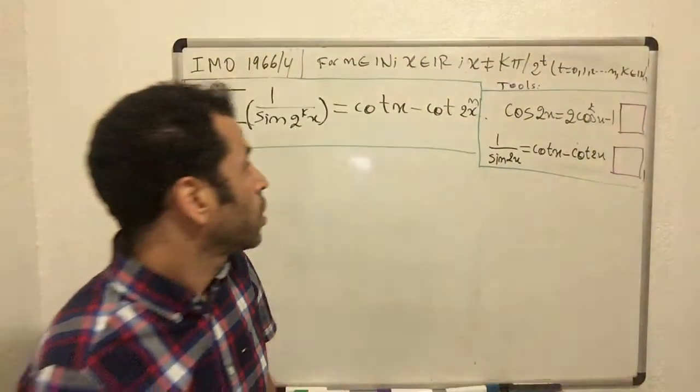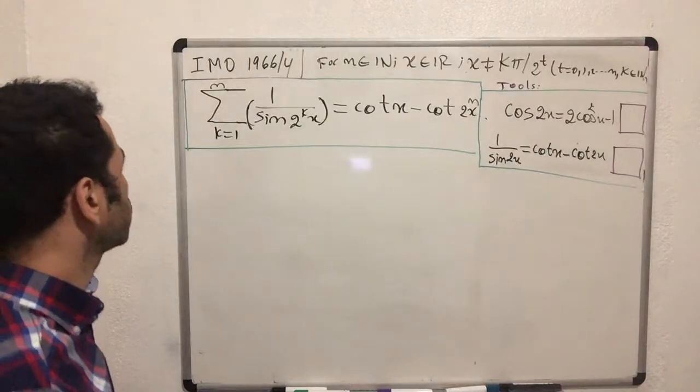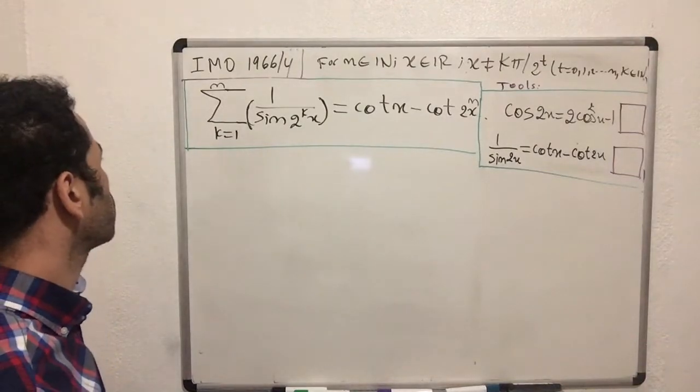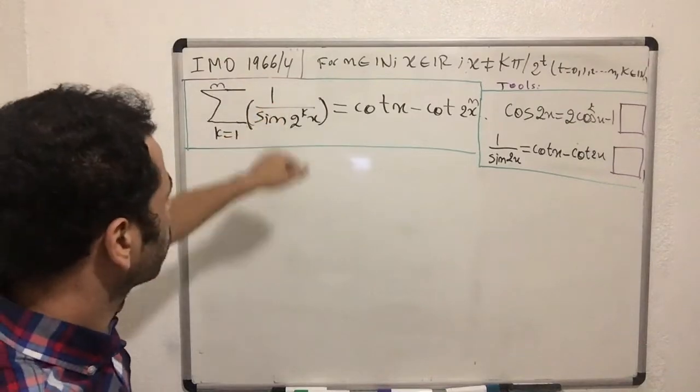Hi, welcome to this video. In today's video I'm going to do this problem. This is the International Math Olympiad of 1966, problem number 4.